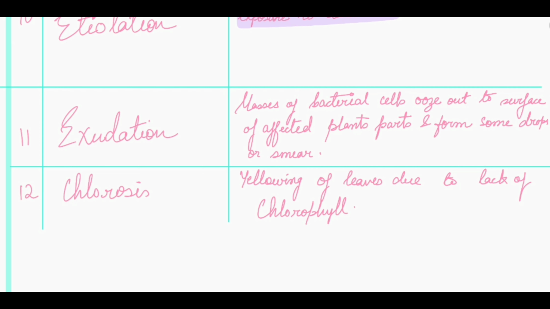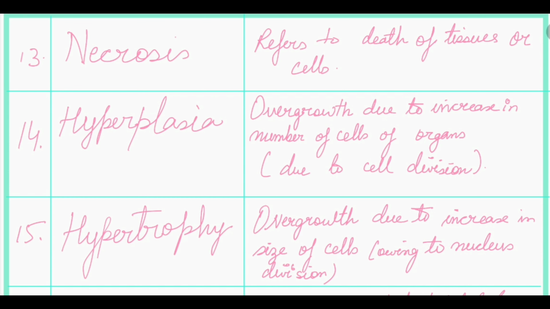Next is exudation. Exudation is when masses of bacterial cells ooze out to the surface of affected plant parts and form drops or smear. Chlorosis is yellowing of leaves due to the lack of chlorophyll. What is chlorosis? Chlorosis is yellowing of leaves due to lack of chlorophyll. So we will see next necrosis.